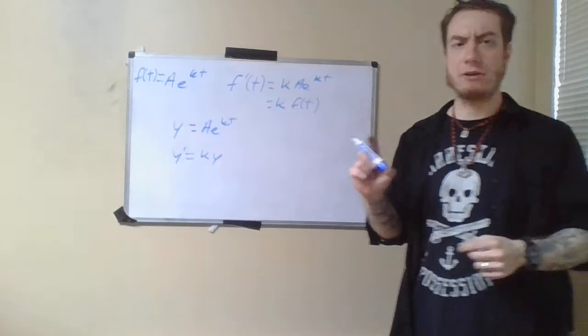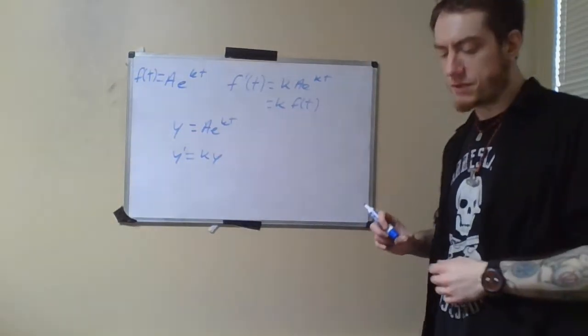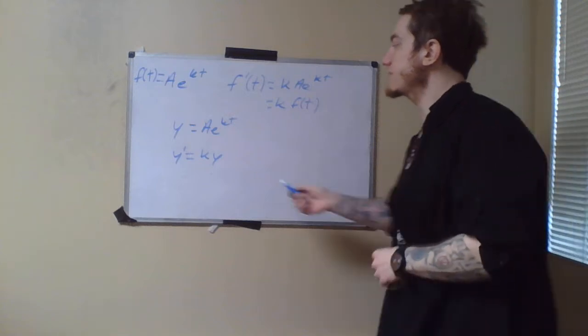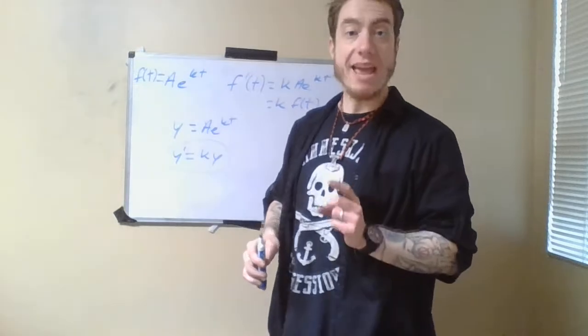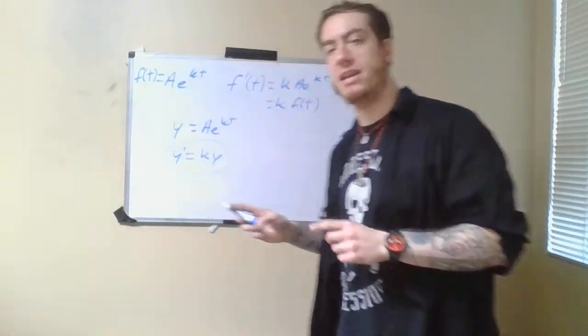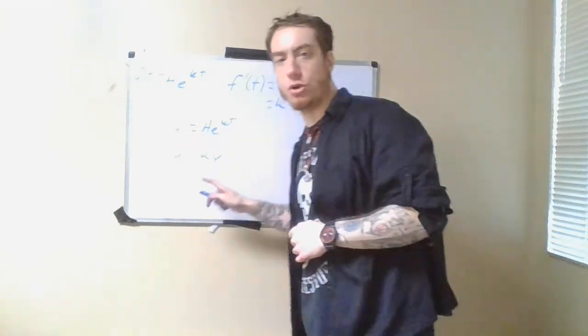Now, why does this matter so much? Well, because there are a lot of situations in which this kind of equation is expected to be obeyed. In other words, what we're really looking at here is the rate of change of y is proportional to y itself.